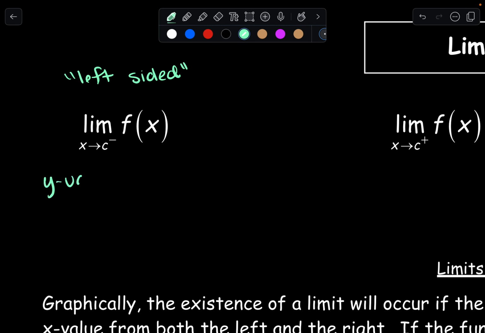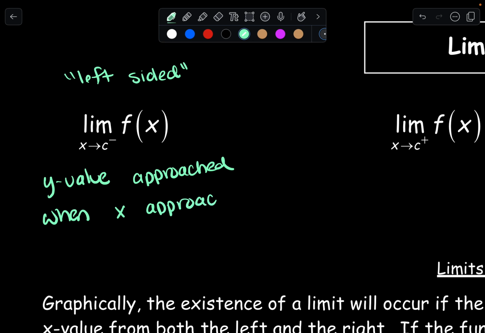So this is the y value approached when x approaches c from the left.